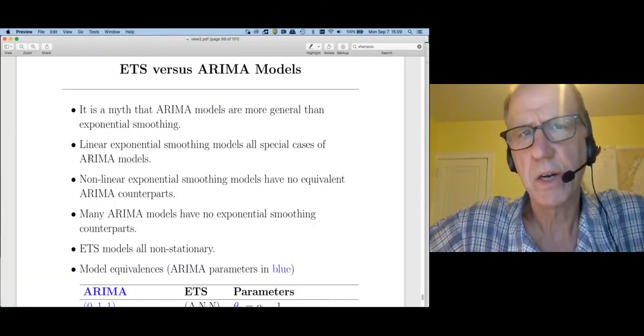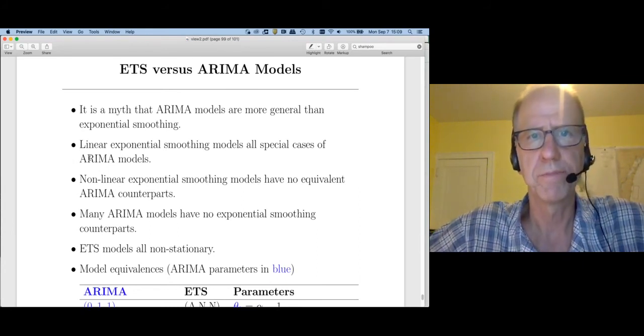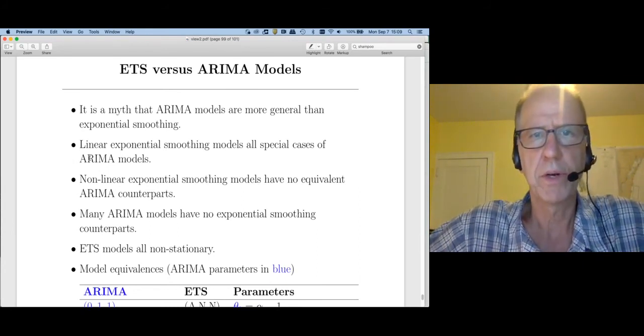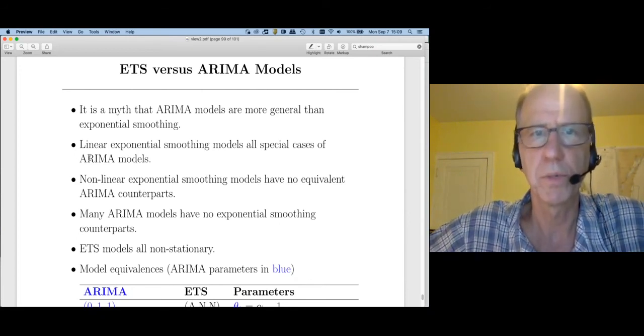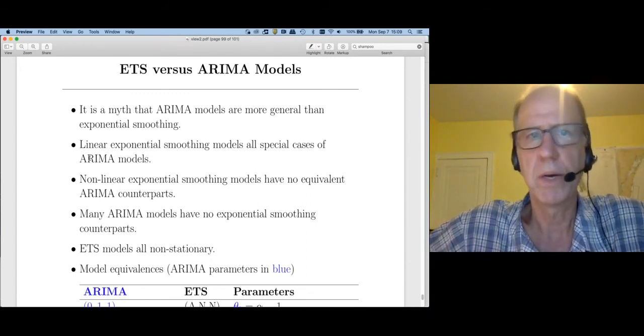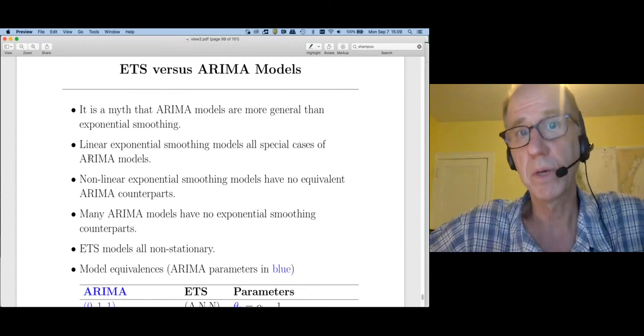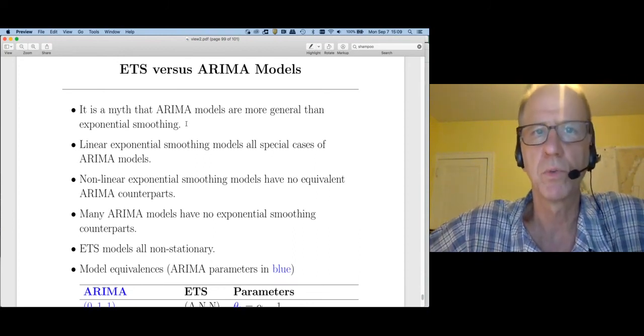Okay, I'd now like to talk about the relationship between ETS and ARIMA models. So there's a myth out there that ARIMA models are more general than exponential smoothing models. The myth is that all exponential smoothing models are really just special cases of ARIMA, and ARIMA does other models, and therefore we should just use ARIMA. But that's not quite true.